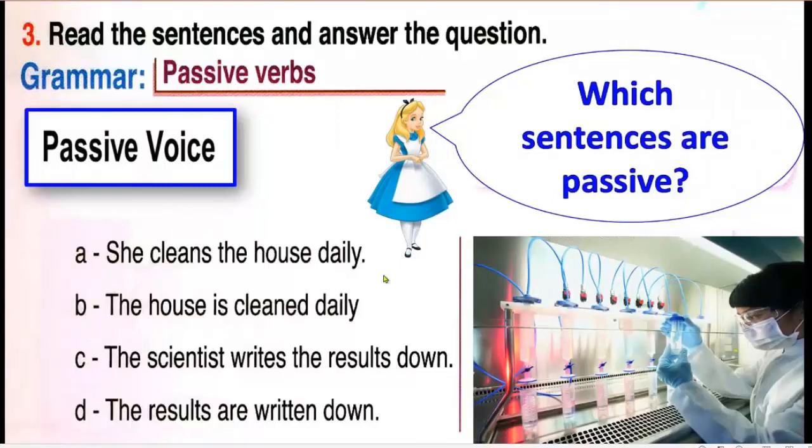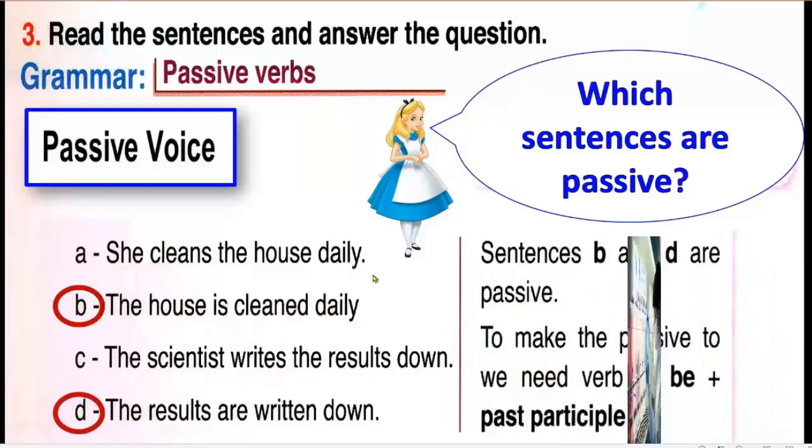Which sentences are passive? A, B, C, or D? Okay, it's B. The house is cleaned. The house is cleaned daily. The results are written down. Okay, number B and D are passive voices.